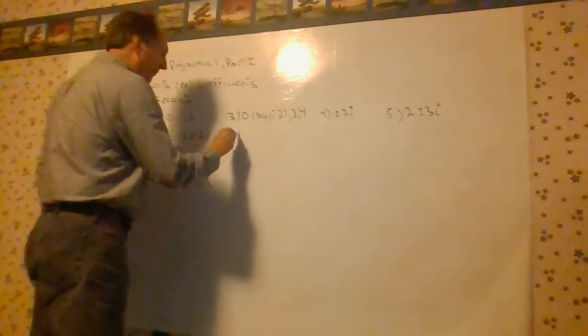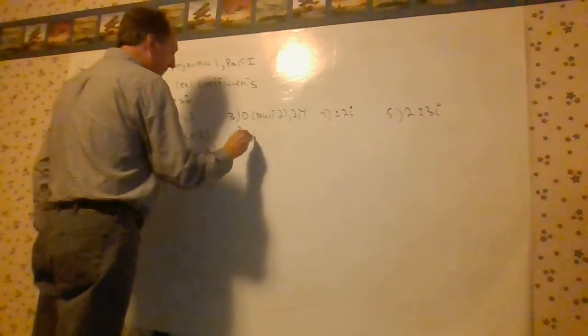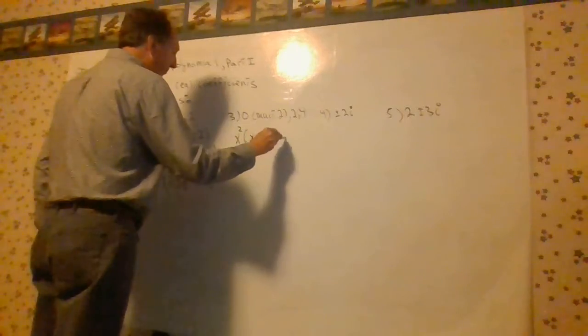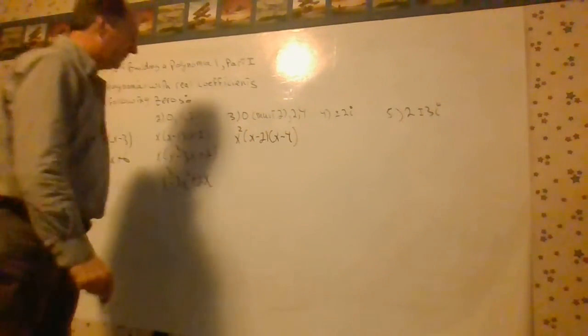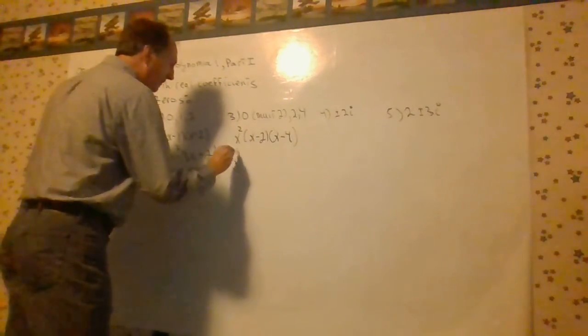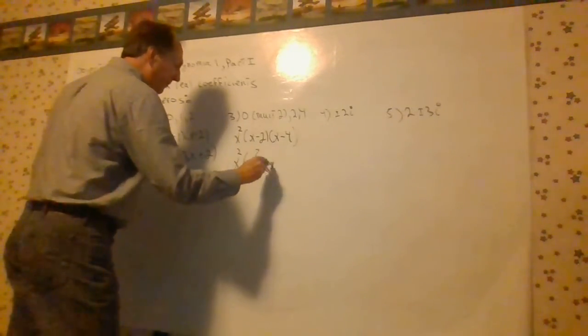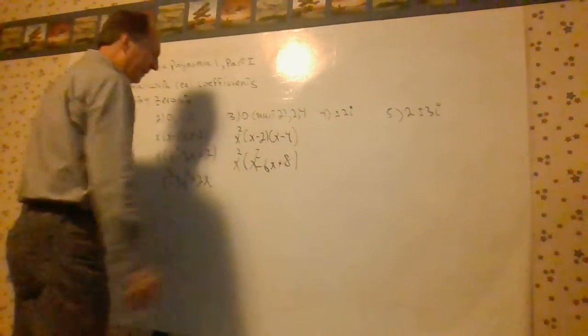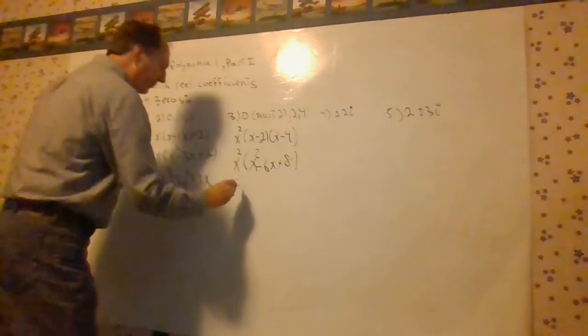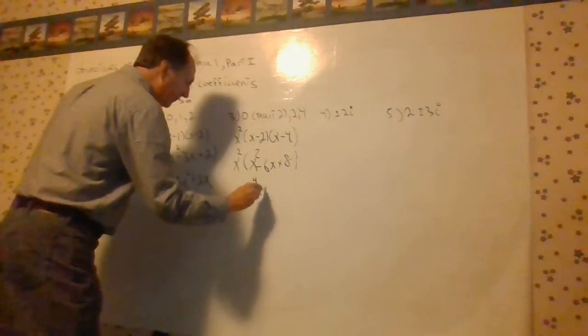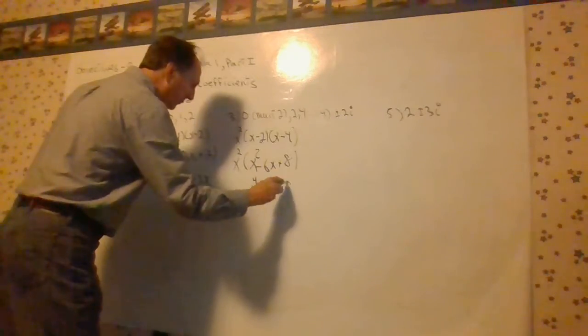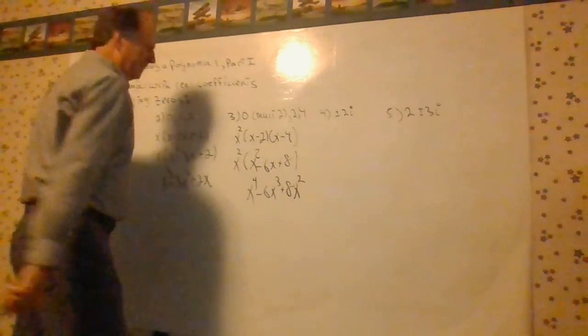Now we have 0 with multiplicity 2, so that gives us x squared, x minus 2, x minus 4, x squared minus 6x plus 8. Find that with FOIL, and then distribute: x to the fourth minus 6x cubed plus 8x squared.